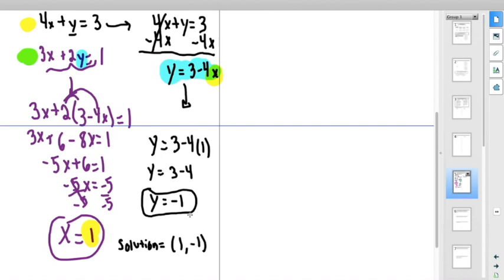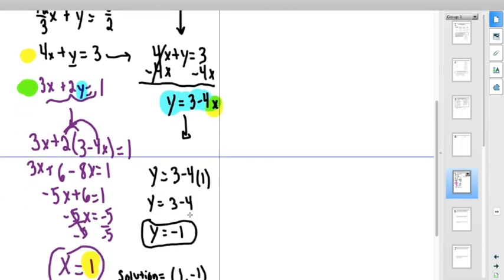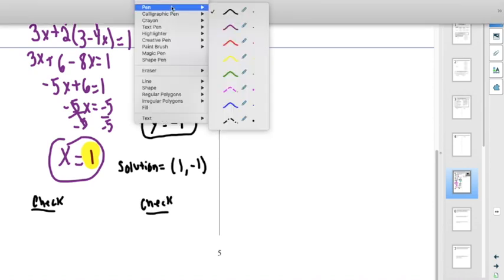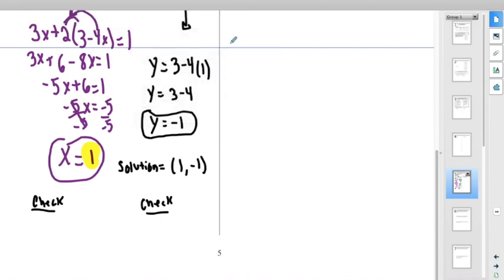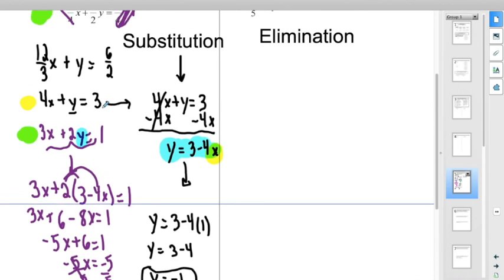X, y. And again, we're not done yet. I still need to do my check. I gotta check both. So let's do check here. Remember how the check works. I need to check both equations with the solution that I found. So, back into my equations.